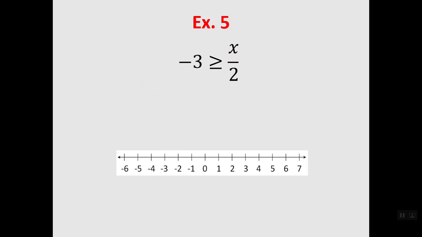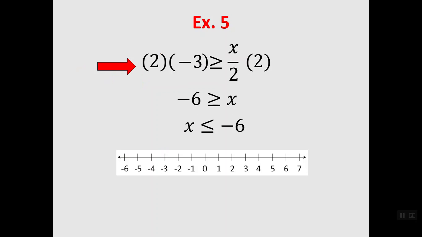Example 5. Here we've got x divided by 2, so we want to multiply each side by 2. Again, we pay attention to what exactly we're doing. We're multiplying by a positive number, so that means nothing happens to our symbol. So we do our simplification. Negative 6 is greater than or equal to x. Didn't change that symbol at all. But now we're going to rewrite the whole thing mirror image. So we take everything and we swap it around. We mirror image x from the right to the left, negative 6 from the left to the right, and we mirror image our inequality symbol so that it's still sort of pointing toward that x. And there is our graph.